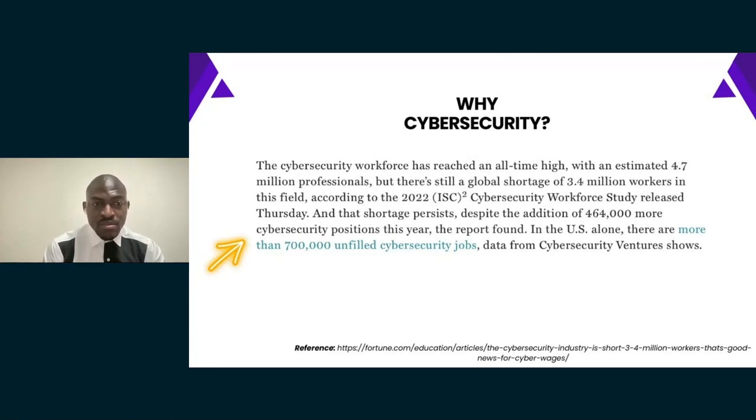So in the United States alone, according to statistics, and I have my reference in the slide you're looking at, there are more than 700,000 unfilled cybersecurity jobs. So this is just the US alone. Look at other countries globally in the world. So there is a huge, huge amount of opportunities if you want to go into the cybersecurity field. So don't feel like maybe it's saturated.